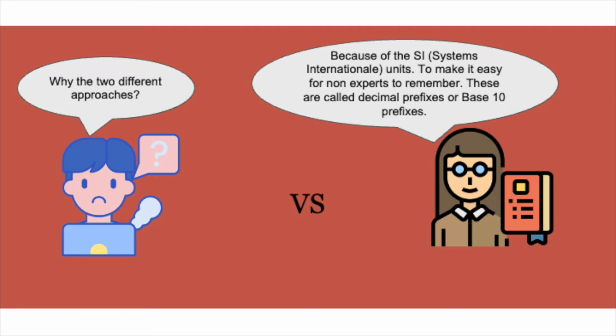Our amateur says, well, why the two different approaches? And the expert says, because of the SI, which is the Système International units, and to make it easy for non-experts to remember, all of these are called decimal prefixes or base 10 prefixes. So prefixes are basically words which you add in front of a number. In this particular case, kilo is a prefix to bytes, and mega is a prefix to bytes. So these are called denary prefixes because they operate in base 10.